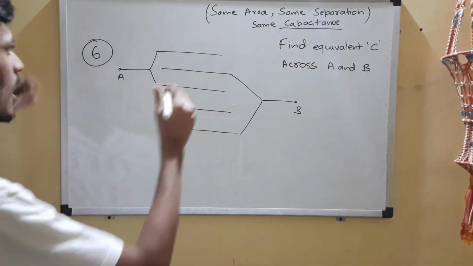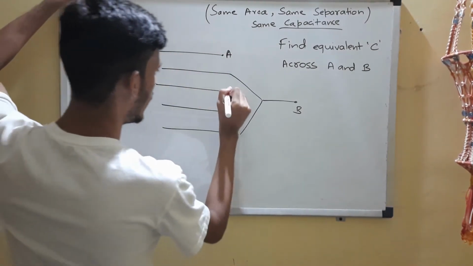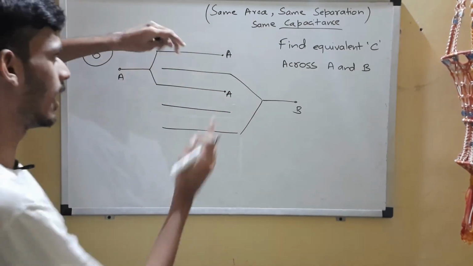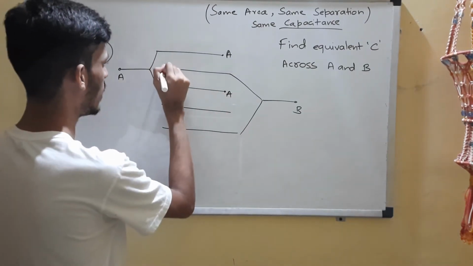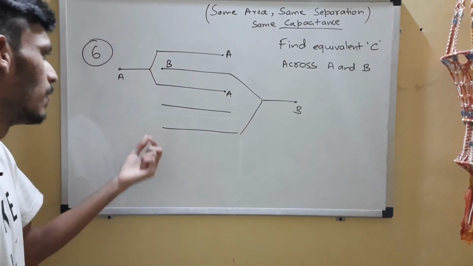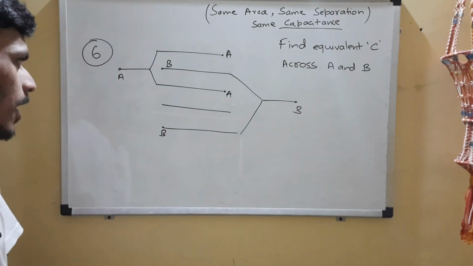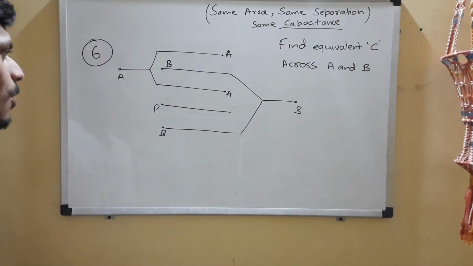Here you can see that this plate will have potential A since it is connected to terminal A. Let's consider the potential on these two plates to be A. Since they are connected, they will have the same potential. Here also, this plate, suppose it has potential B. This plate, since it's connected to it, will also have potential B. And let's assign this some random potential P, for physics. Now let's solve it.